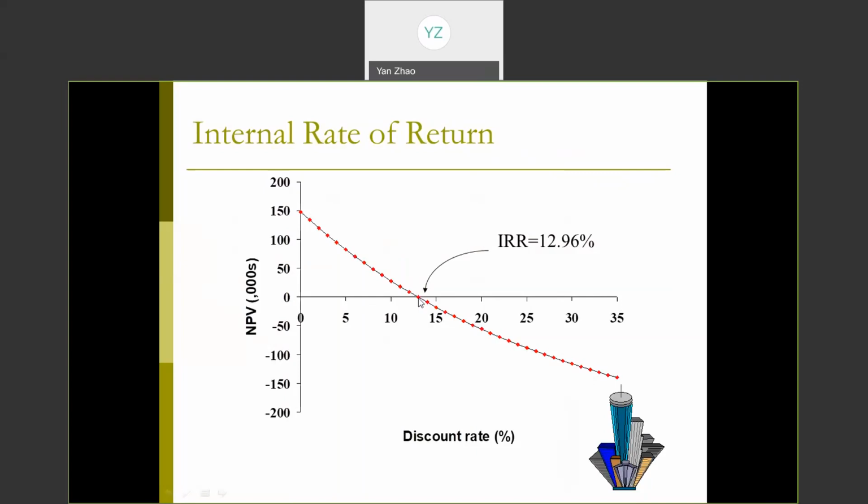It means above 13%, if the required rate of return set by the manager is above the internal rate of return, the net present value is going to be negative. You shouldn't consider the project. If the required rate of return is below 13%, the net present value will be a positive number and you should accept it.